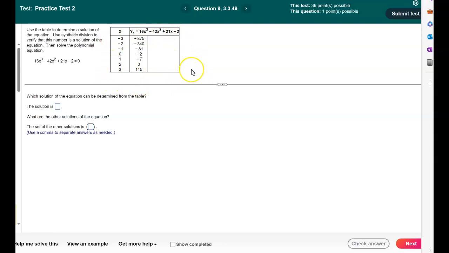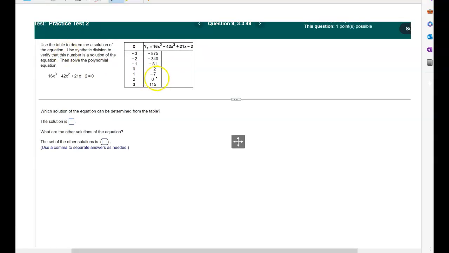Now for the next question, you are given a table, and the same thing, you are to find the solution set. So you are going to find the rest of the zeros. Now, if you are given a table, all you need to do is to look at the case where y is equal to 0. If y is equal to 0, that means that the x value there is an x-intercept. So that is a 0 of your function. Now, we will use that fact as a starting point.